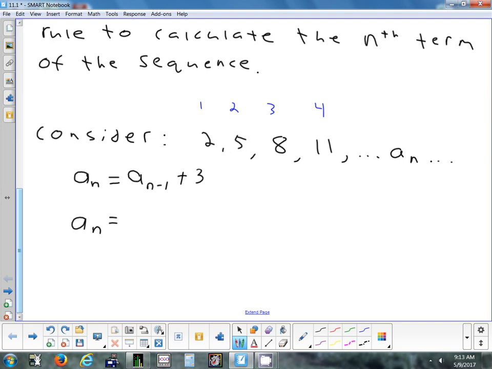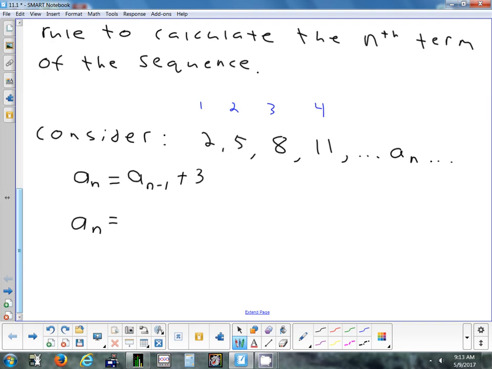N squared. Well, that works here. If you square 1, you get 1, and add 1, you get 2. It works here. If you square 2, you get 4, and add 1, you get 5. But if you square it here, you get 9, and if you add 1, you get 10. So that formula kind of breaks down after the first couple. You've got to multiply by 2, and it's going to increase. We have to add the same thing every time.